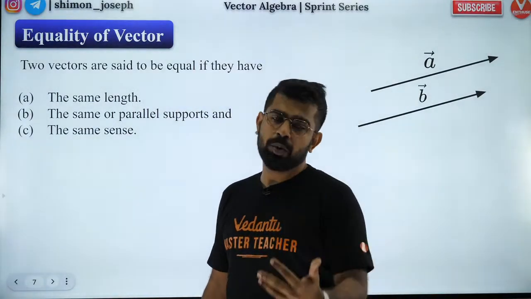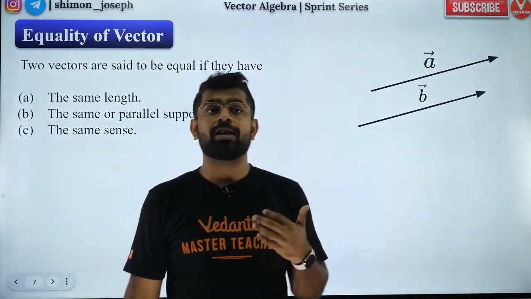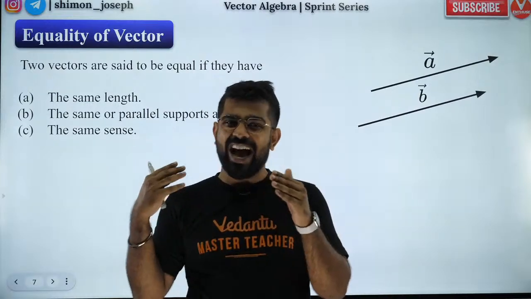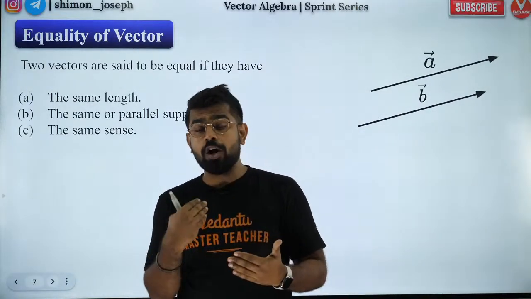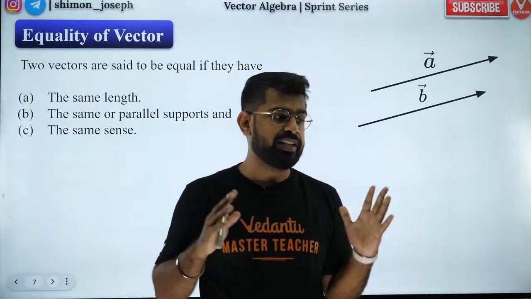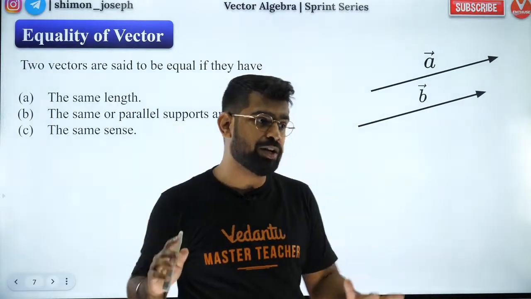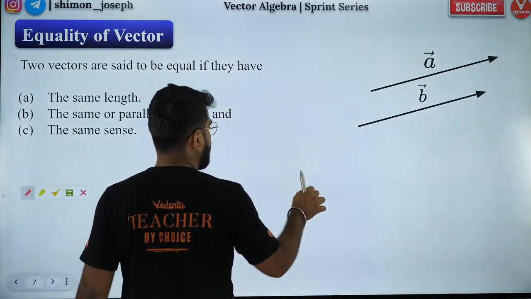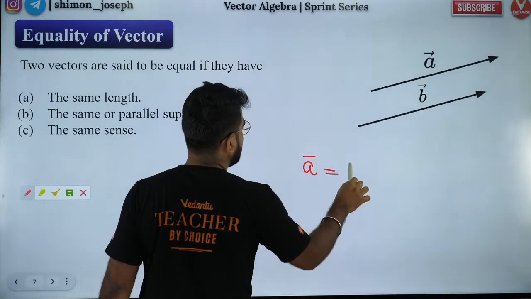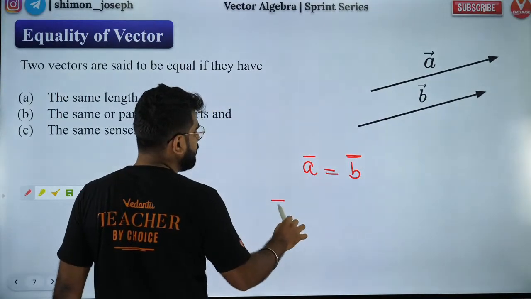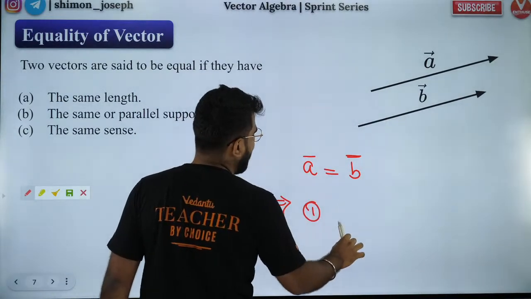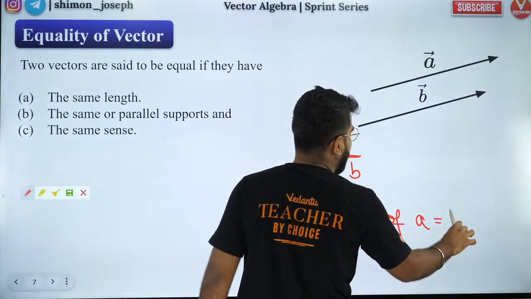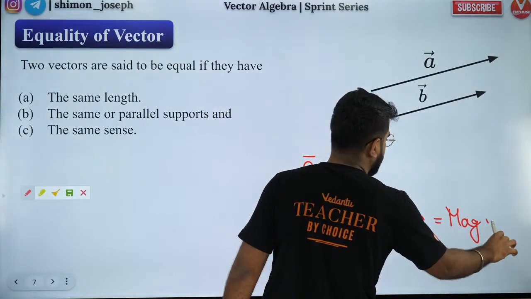Now, let us say if two vectors are equal, then what does it mean? If two vectors are equal, first of all, their direction should be the same and also their magnitude should be the same. I hope all of you are clear with that. So when I say A vector and B vector are equal, what does it mean? If the A vector is equal to the B vector, this implies, first of all, the magnitude of A is equal to the magnitude of B. Is that right, people?